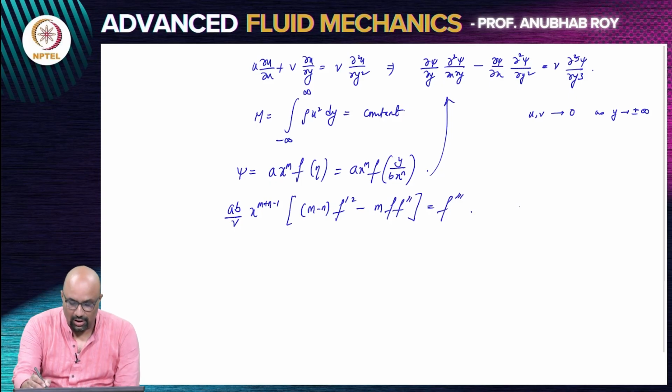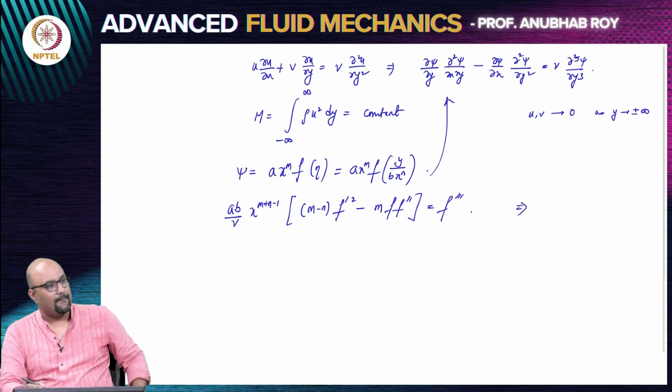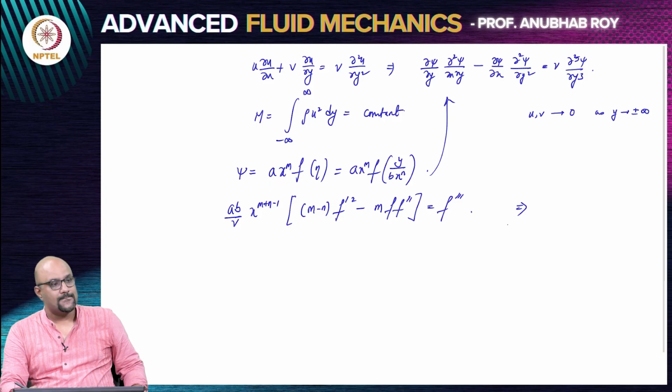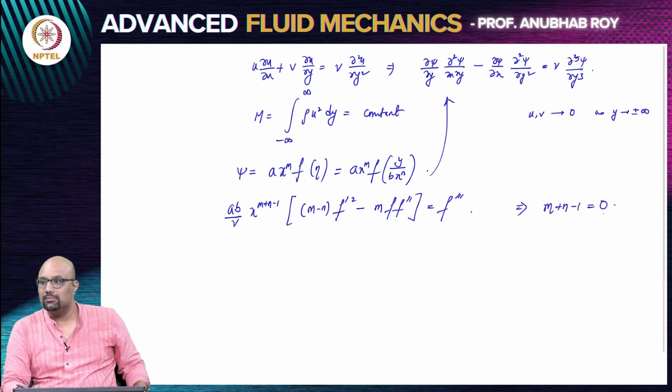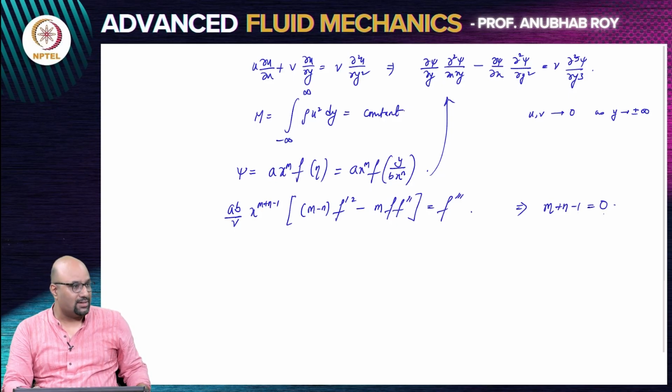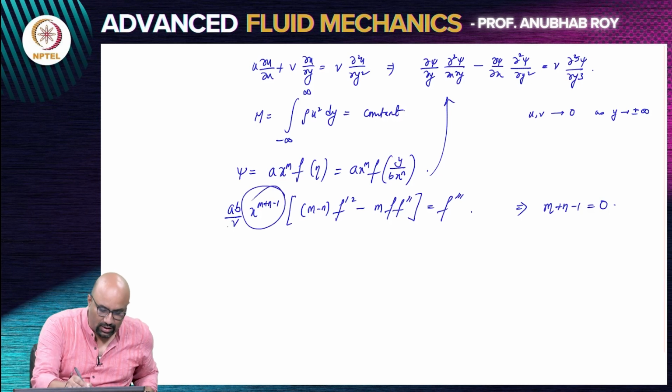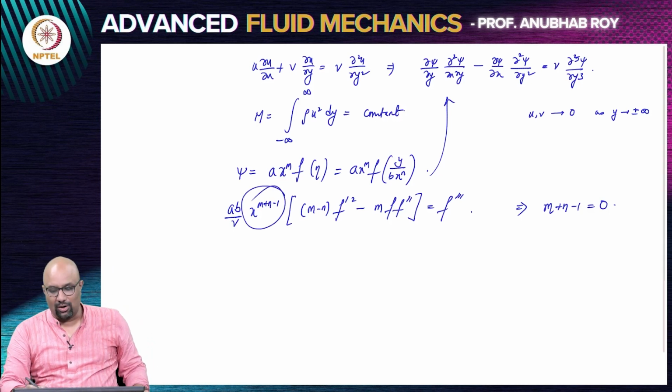Now, what do you conclude from here? What is your conclusion? m plus n minus 1 is equal to 0, right? If this has to be true, that there is indeed a similarity variable, the equation cannot depend on x, which means that this quantity should be independent of x, and the only way it can be independent of x is if you have m plus n equals 1.